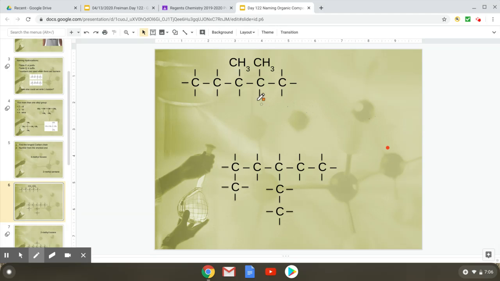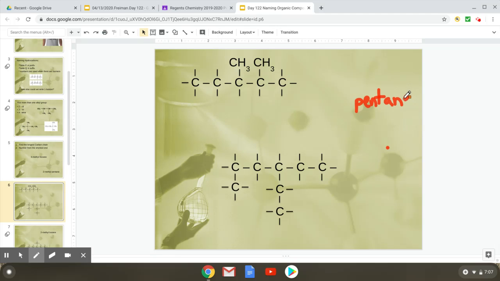So first things first, what's the longest chain we have here? 1, 2, 3, 4, 5 carbons. What do we call a 5-carbon chain? From table P, that's pent. And a 5-carbon chain, we look, does it have single bonds, any double bonds or triple bonds? Only single bonds, so that's an alkane, so we end it with ane. So we have our prefix and our suffix.